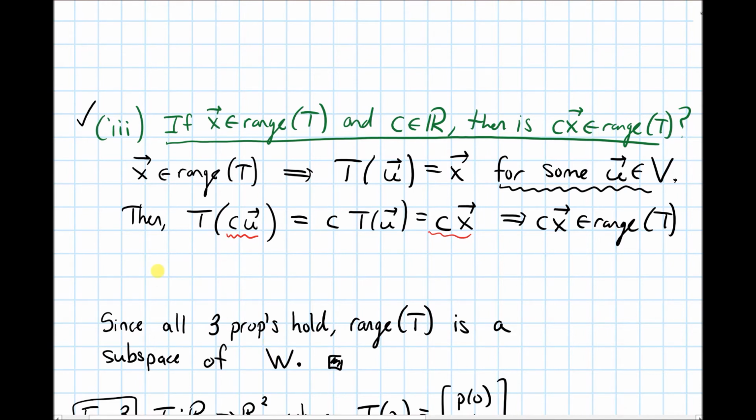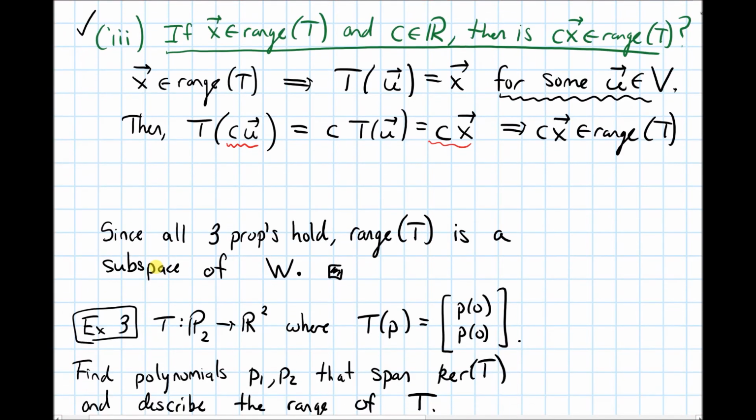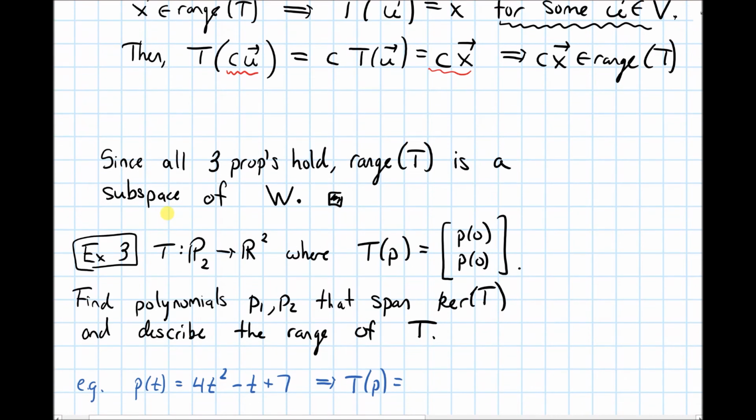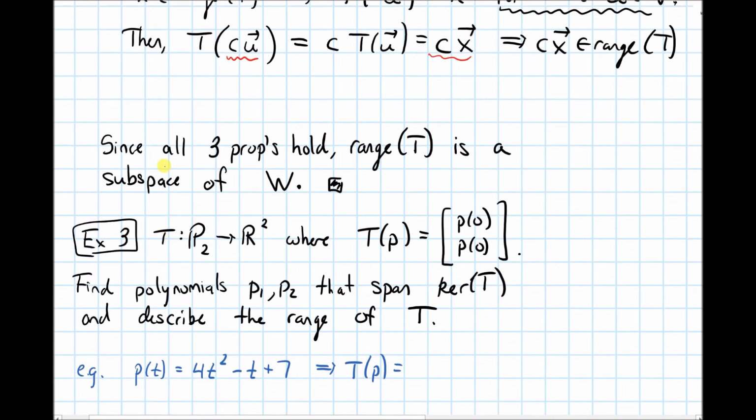Okay, so I'm going to end this video with an example. So what does it look like when I have a transformation from a vector space to a vector space? So this is an example of that. What could it look like? So let's say we have a transformation that goes from P2, remember P2 is the set of polynomials of degree at most 2, to R2, so the outputs are going to be vectors in R2.